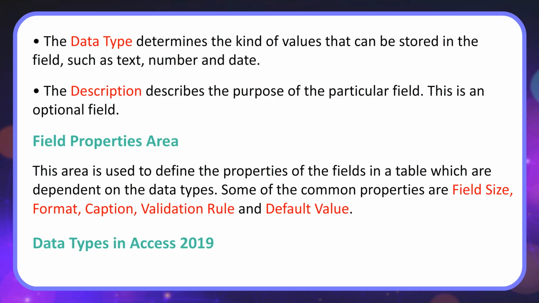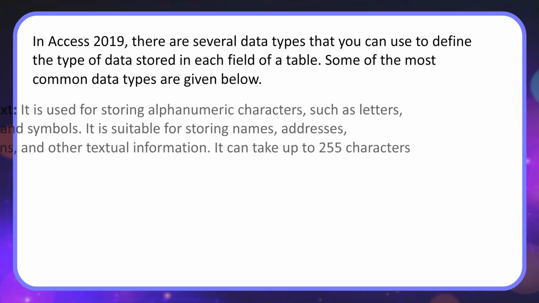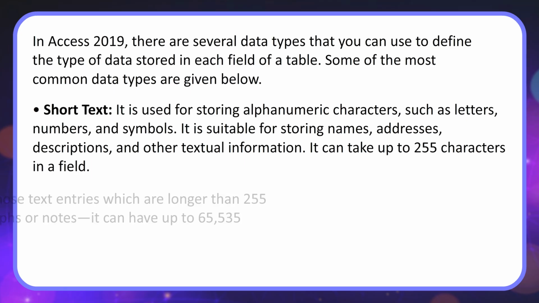Data types in Access 2019. In Access 2019, there are several data types that you can use to define the type of data stored in each field of a table. Some of the most common data types are given below. Short text. It is used for storing alphanumeric characters, such as letters, numbers, and symbols. It is suitable for storing names, addresses, descriptions, and other textual information. It can take up to 255 characters in a field.